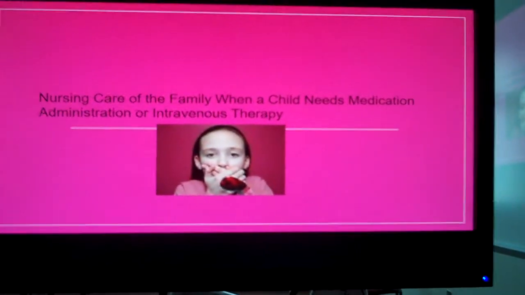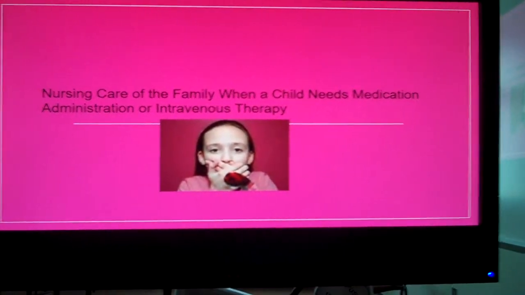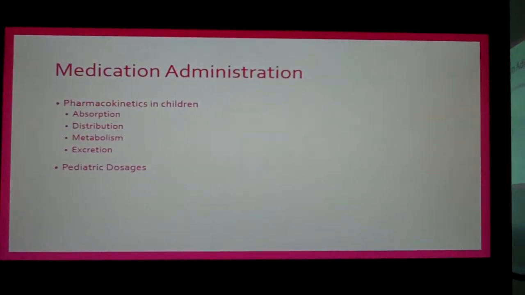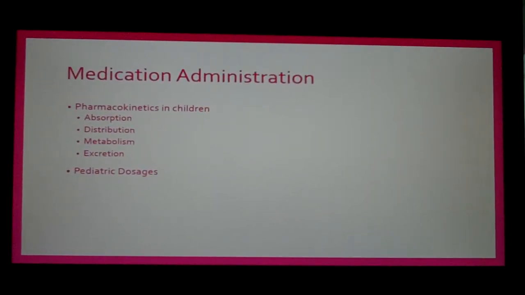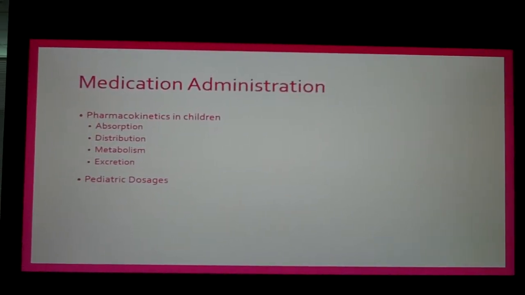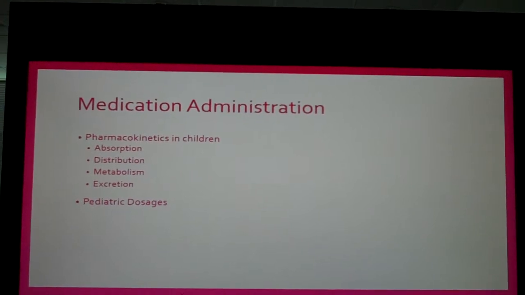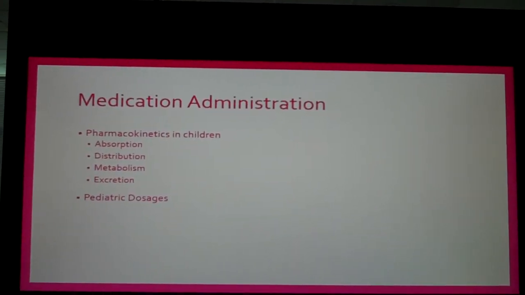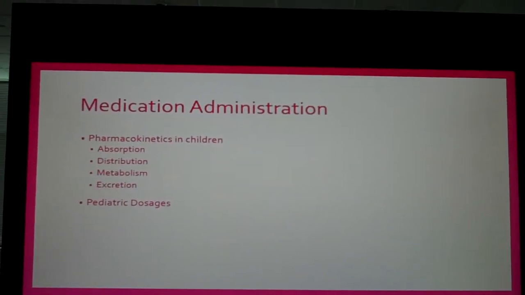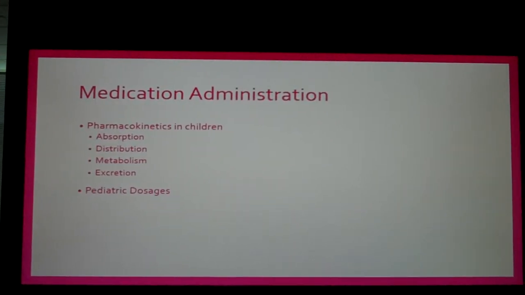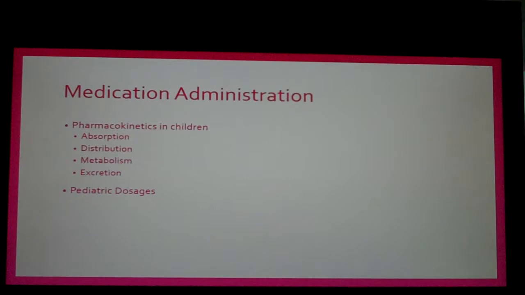Okay, so we'll talk briefly about pediatric medication administration. You all know about pharmacokinetics. In children, some things are different. Organ system immaturity affects drug sensitivity. So pediatric doses are calculated based upon body weight or body surface area, and we'll learn how to do that calculation in this class.